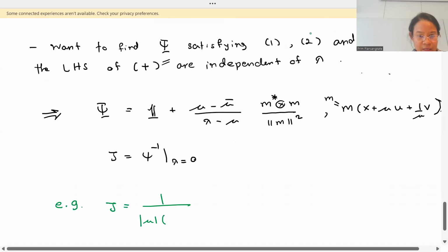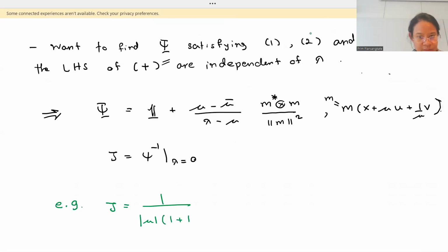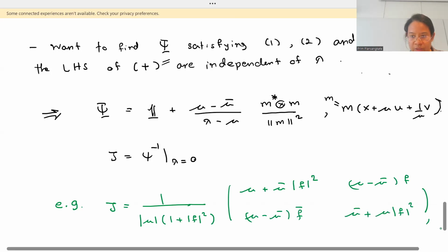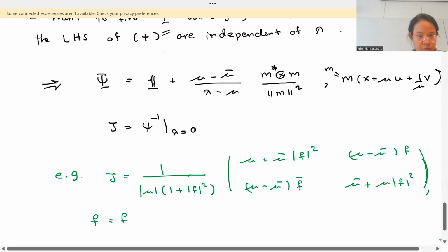Mu is any non-real complex constant. So you can put mu to be i, for example. What I write down is a solution given in Ward's paper, where f is an arbitrary function of this combination. The combination here.